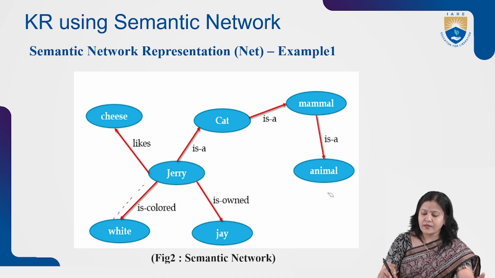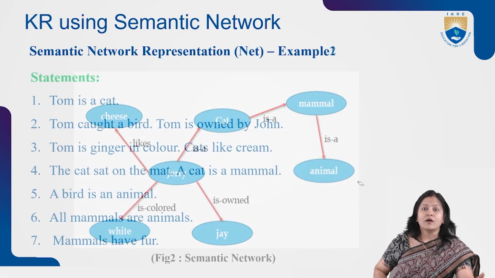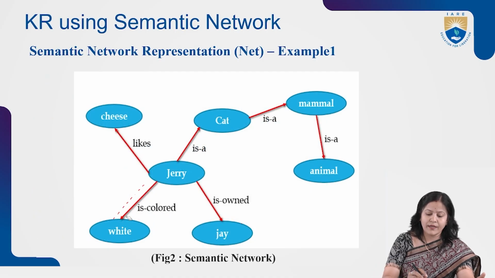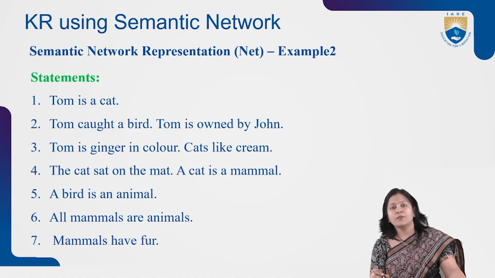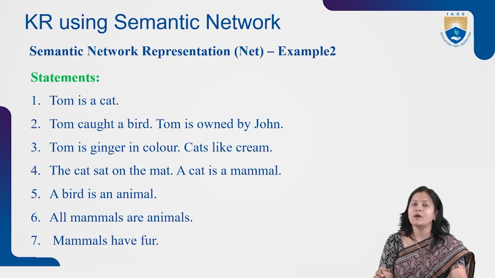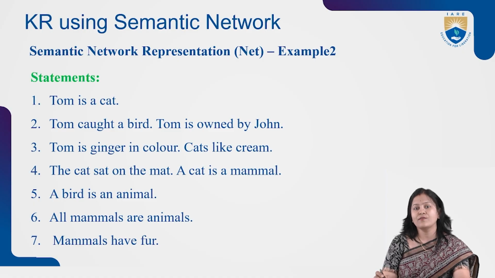Now we'll go for another example to get more clarity. This is the second example. These are the statements. Tom is a cat. Tom caught a bird. Tom is owned by John. Tom is ginger in color. Cats like cream. The cat sat on the mat. A cat is a mammal. A bird is an animal. All mammals are animals and mammals have food.